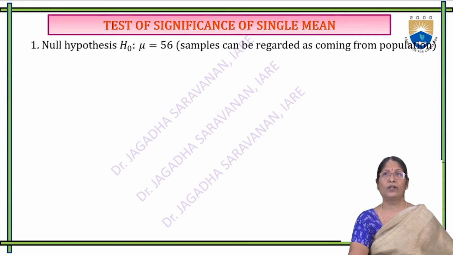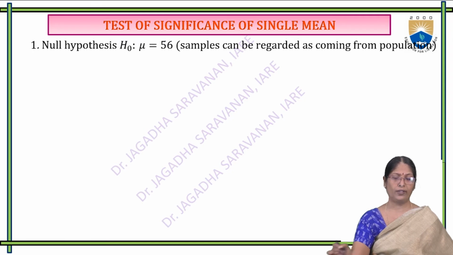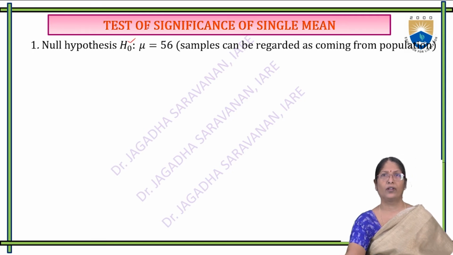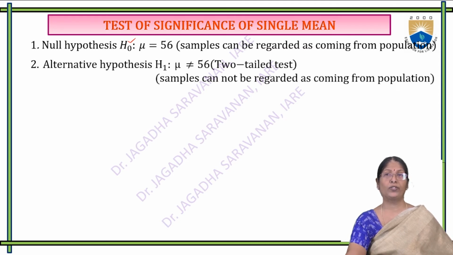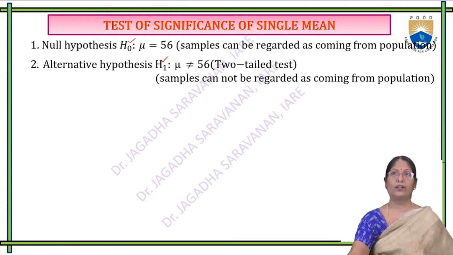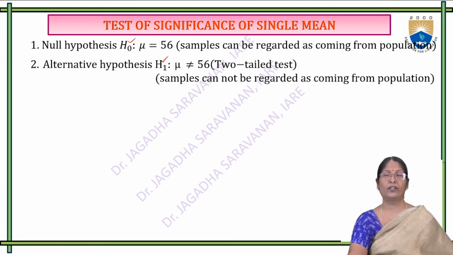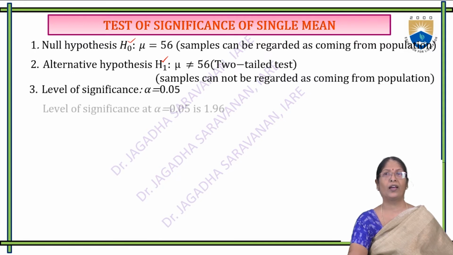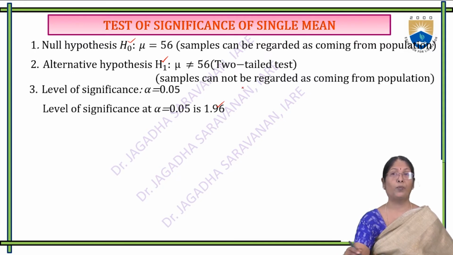The first step: how the sample can be regarded as coming from the population. The statement, what is the mean? Mu equal to 56. The symbol is H0, so the null hypothesis we defined. The alternative hypothesis, the H1 symbol, for the two-tailed test we have taken, is mu not equal to 56. Rejected means the sample cannot be regarded as coming from the population. The level of significance is the third point, alpha equal to 0.05, and the tabulated value is 1.96.